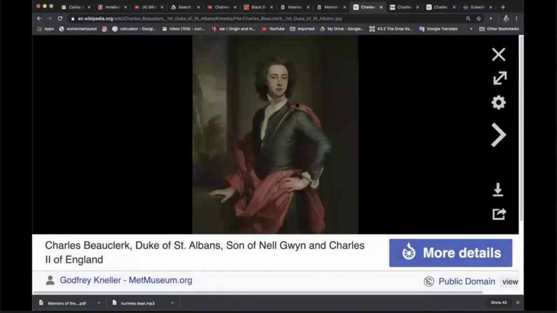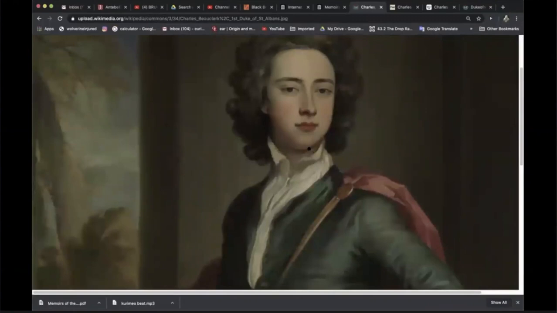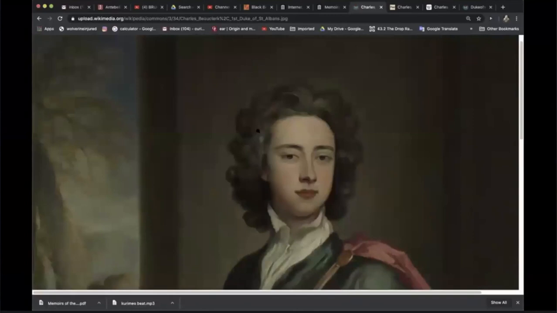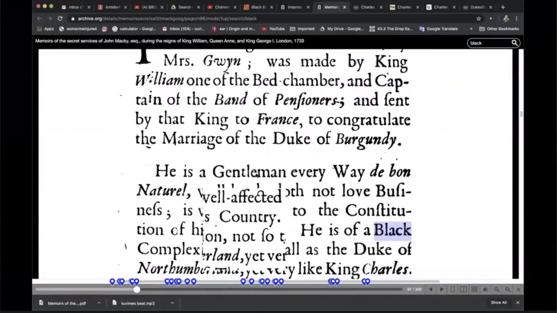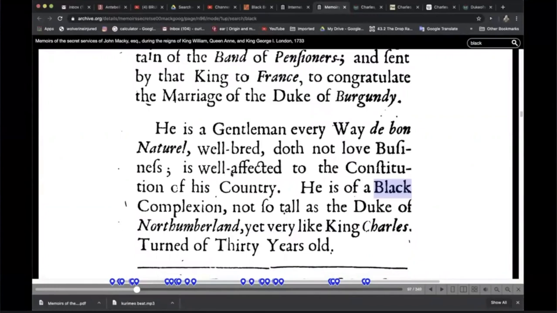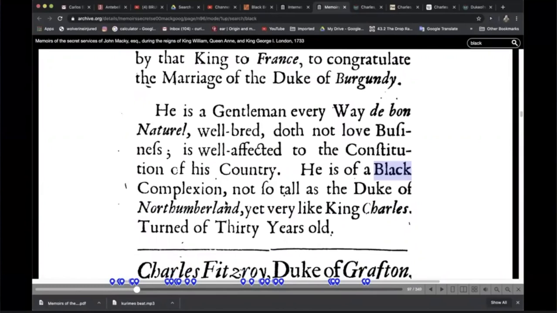You see this? Now remember, his brother was black complexion and his dad is black complexion. Why is he so white? Oh, was Miss Gwyn a white lady? No, let's see what he really looked like. Is this his picture right here? Now it says Charles, Duke of St. Albans. He is a gentleman, very well, de bon naturel, well-bred, does not love business. He is well affected to the constitution of his country. He is a black complexion, not so tall as the Duke of Northumberland, yet very like King Charles. Turned 30 years old, all right?